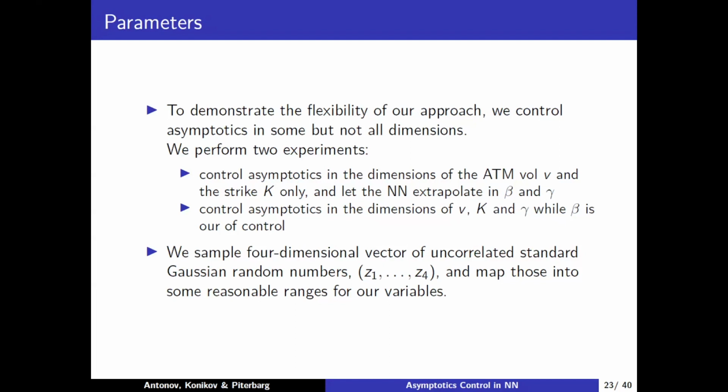So we do normalization of our parameters. Instead of working with V, K, gamma, and beta, which have different scales, we normalize them such that we call them Z1, Z2, Z3, and Z4. So these guys will span between like -4 and +4.